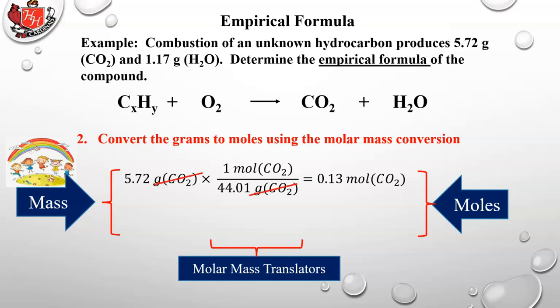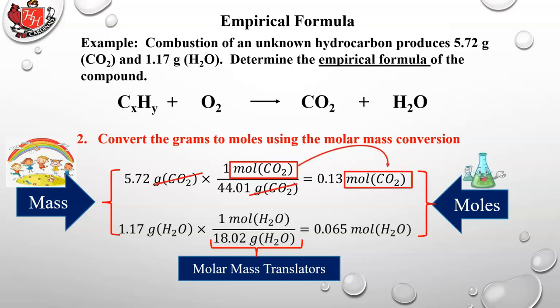Now we do the same for water. We have 1.17 grams of water. We use the equivalency for water to create two conversion factors. The one we want to use is the one with grams on the bottom also. So we're going to cancel, and we end up with moles of H2O. So now we have everything in moles. That means we can work in the chemical reaction. And for water, it's 0.065 moles of H2O.